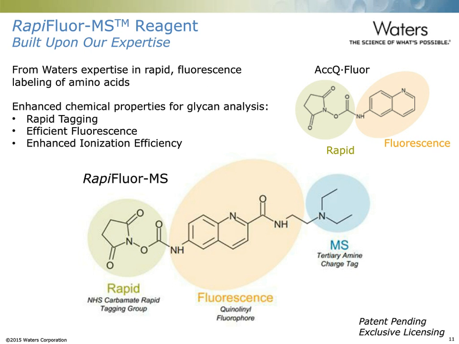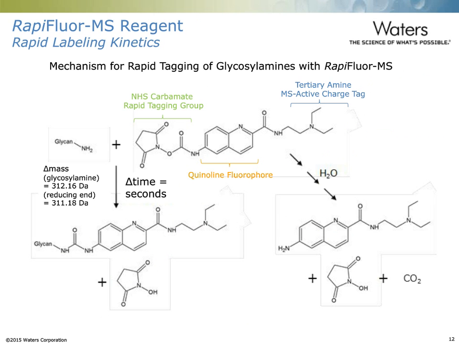For RapiFluor-MS, an NHS carbamate reactive group was chosen for its rapid reaction kinetics. Electrophilic reactive groups activated with N-hydroxysuccinimide leaving groups have long been used to modify proteinaceous amine residues. The NHS carbamate reactive group of RapiFluor-MS near instantaneously modifies the amine that forms on N-glycans upon their enzymatic release from glycoproteins. In a 5-minute procedural step, glycosylamines are labeled under ambient aqueous conditions to yield highly stable urea-linked derivatives. Glycans labeled in this way have been exhaustively studied.